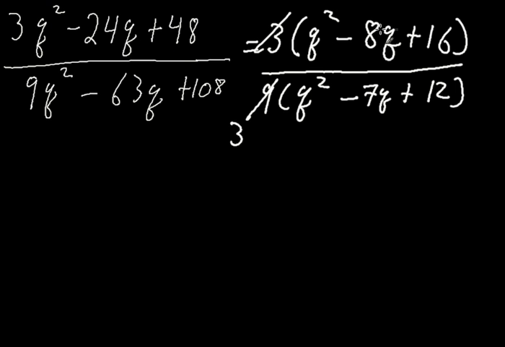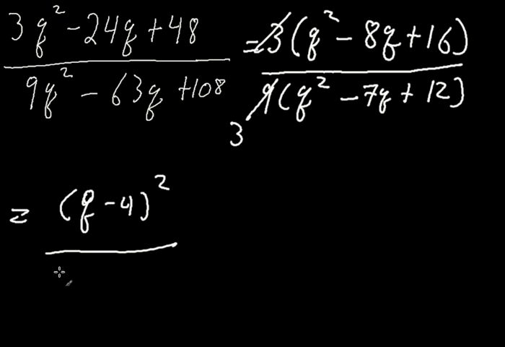And we can start factoring the top. It's a leading coefficient of 1 problem. Actually, it looks like it's a perfect square, doesn't it? q squared minus 8q plus 16. That looks like it's q minus 4. Yeah, that would do it. So we have q minus 4 squared because 16 is a perfect square.